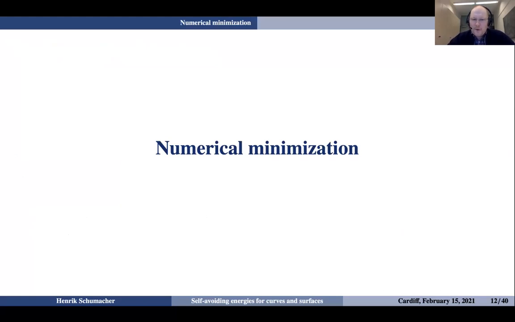And well, how do minimizers look like? And theoretically, only one type of minimizer is known. That's the sphere. So within the class of embedded spheres, the round sphere is always a minimizer.